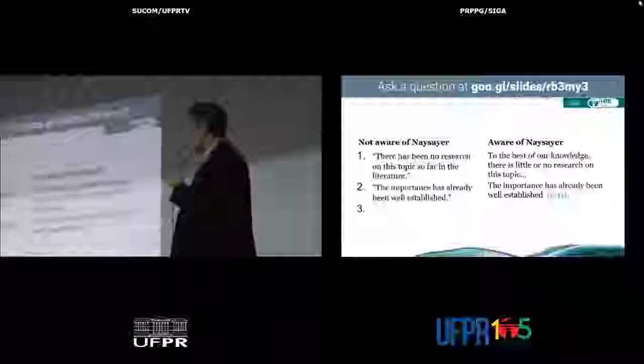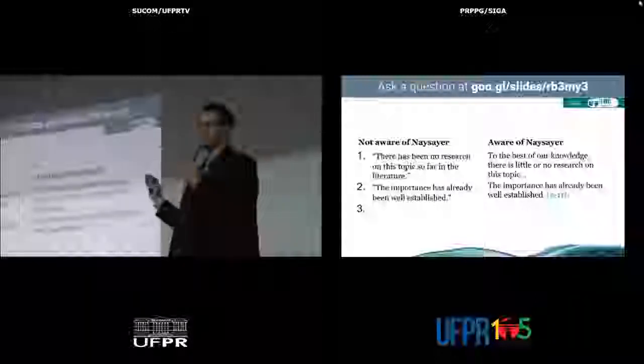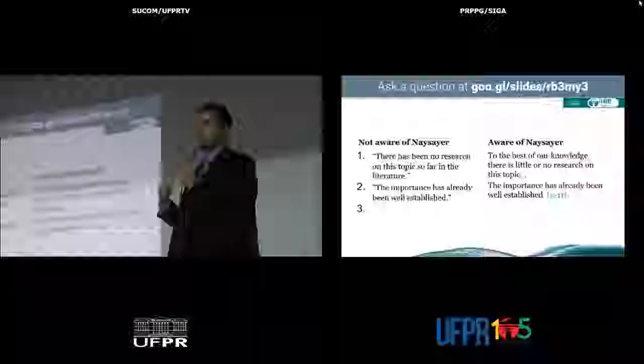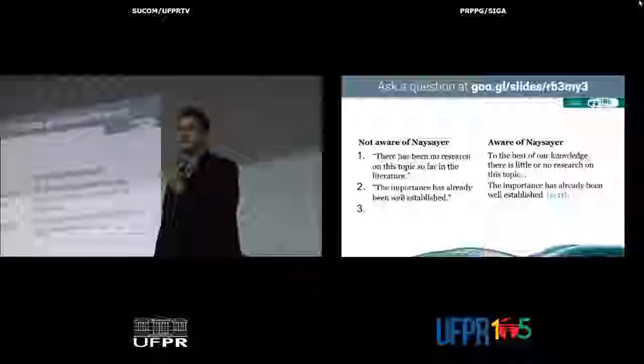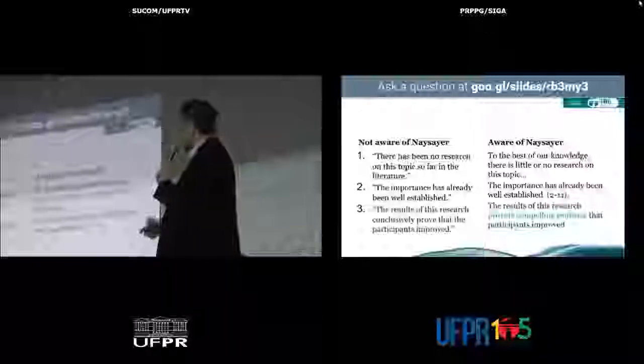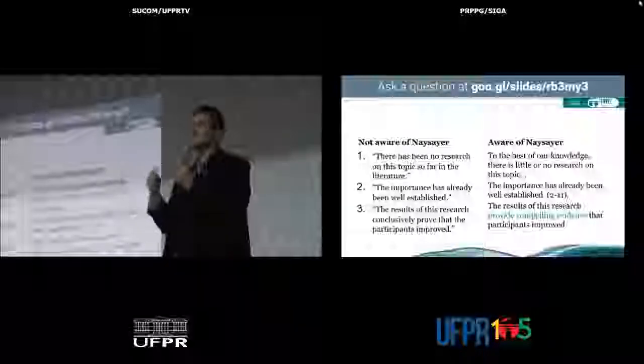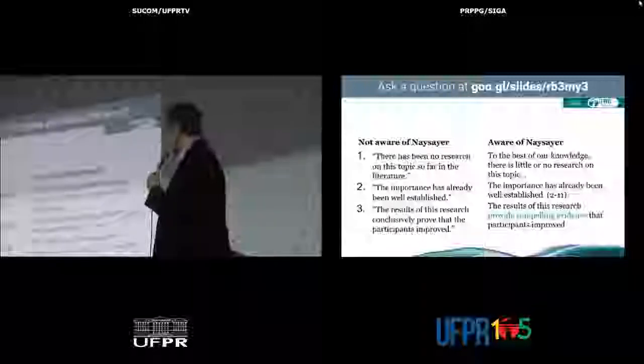Another one, the second one, simply adding a citation here, in this case, several citations, 9 citations, then you say, well, it's just not just me saying that, it's the literature as well asserting this. And then finally, instead of saying prove, there are many synonyms that you could use, such as this here. The results of this research provide compelling evidence.